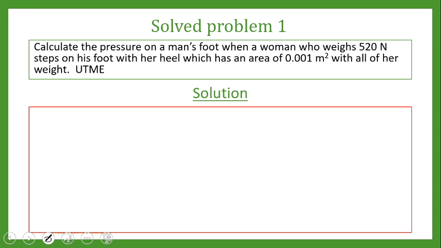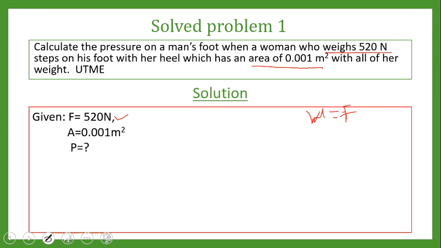The first thing is for us to list out all the parameters given to us. They say a woman weighs what? 520 Newton. Remember, weight and force can be used interchangeably because the two of them share the same unit. So we're given weight, or force, in the question to be equal to 520 Newton. And the area is given to us as 0.001 meter square, as you can see from the question. Now, we are required to calculate pressure. Pressure is unknown, as we have seen from the question as well.